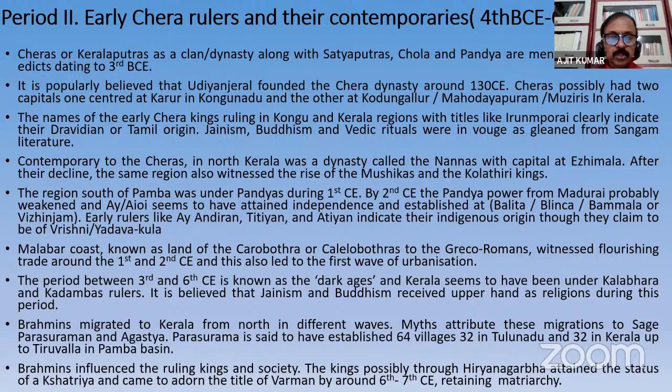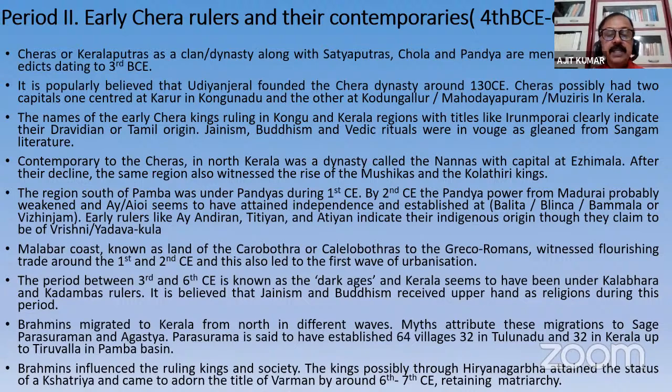The Malabar coast, known as the land of Cherabutras or Kerabutras in Greco-Roman literature, witnessed flourishing trade around the 1st and 2nd century CE, and this also led to the first wave of urbanization in Kerala. The period between the 3rd century and 6th century CE is known as the Dark Ages, and Kerala seems to have been under the Kalabhra or the Kadamba rulers then.